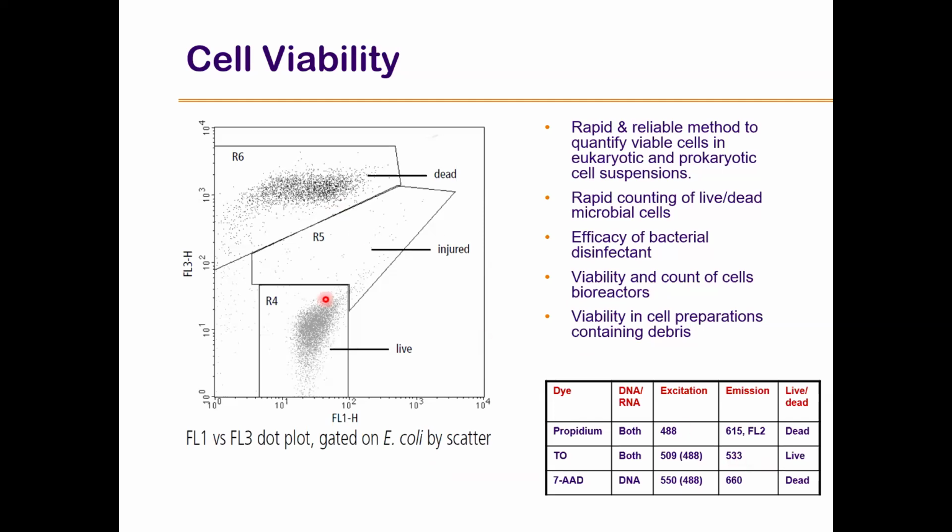And you can see this plot tells you that these are the live cells. These are either injured or going to dead. It can be because of necrosis or because of apoptosis.